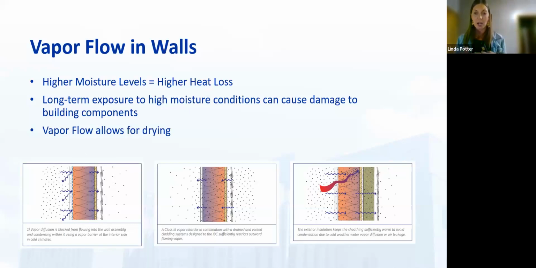Here's what research has taught us over the last few years. Higher moisture levels equal higher heat loss. And so when we think about long-term exposure to those high moisture conditions, we're talking about potential damage to building components if we allow them to stay wet in any way, whether it's from trying to stop vapor and it just sits there wet as we wait for it to ventilate and dry out, versus if we allow for that vapor flow to allow for that drying to happen faster, more organically, and design our buildings in such ways.